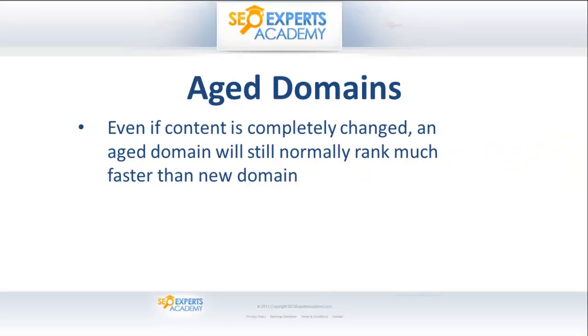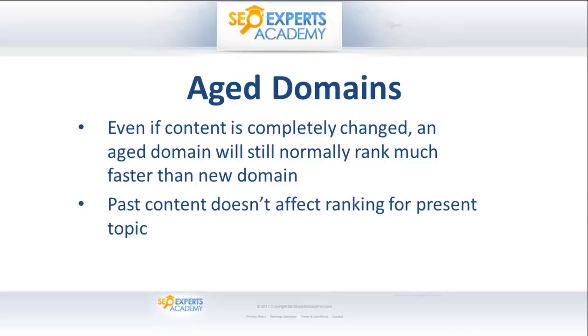So as I say, even if the content is completely changed, that aged domain will still normally rank much faster than a new domain. And I think my record, without adding any backlinks and changing content on a PageRank 5 site, and this was for a multi-thousand exact match search term, was that it got to page 2 within 4 days. So I've seen pretty spectacular results with aged domains, and there's no reason why you can't as well if you follow the principles outlined in this section of the course. So past content is completely irrelevant in terms of present ranking for any topic that you wish.